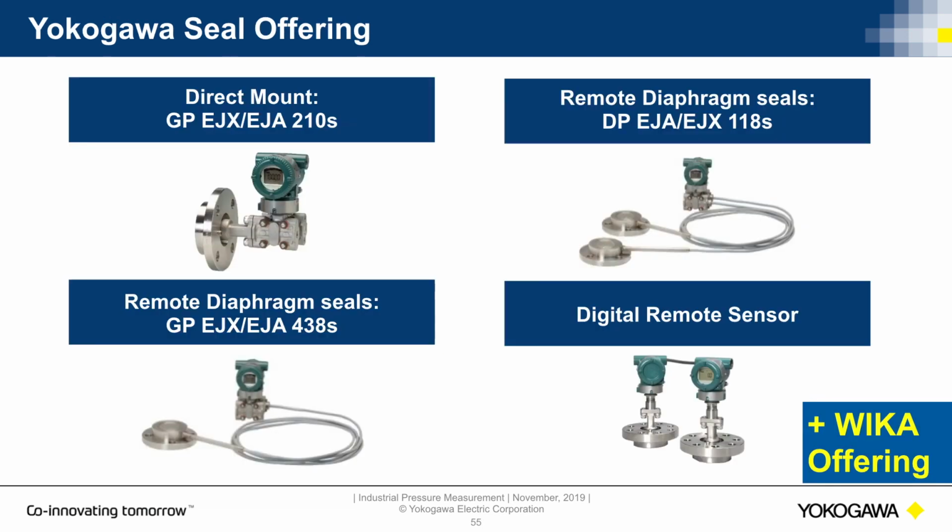And then the Yokogawa seal offering. So this is what we manufacture, what we provide. We have a couple different options. We have a direct mount seal, the EJX and the EJA 210. So it's just a DP transmitter with a direct mount seal on the high side.